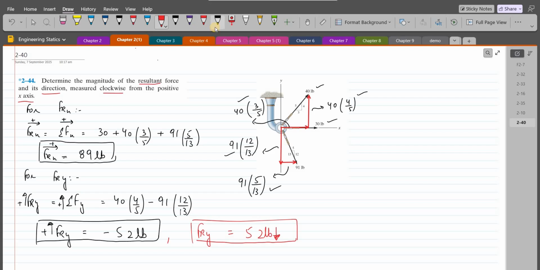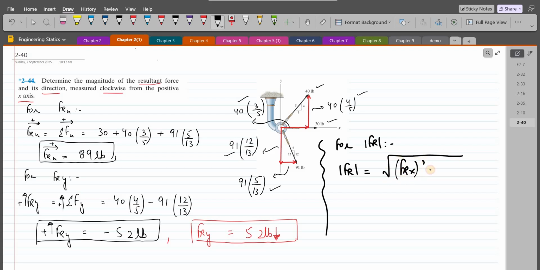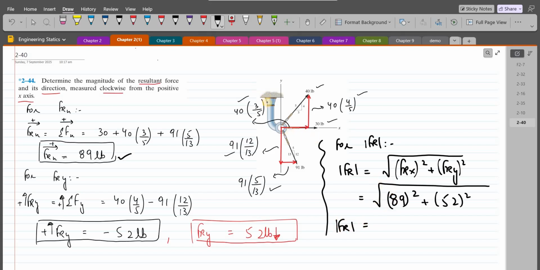Now we have to find the magnitude of the resultant force. For magnitude, we have to use the Pythagorean theorem. So it is the square root of Frx squared plus Fry squared. So it is the square root of 89 squared plus 52 squared. The magnitude of the resultant force comes out to be 103.1 lbs. So this is our first answer.